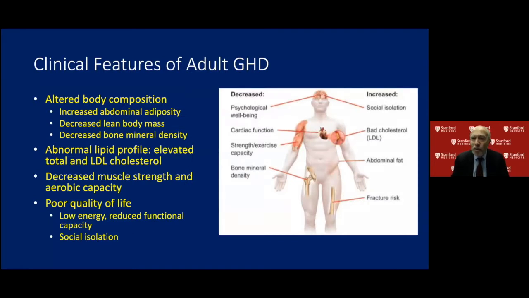So what are the clinical features of the adult growth hormone deficiency syndrome? One of the major ones is an alteration in body composition with increased abdominal and visceral adiposity, decreased lean body mass, reduced functional capacity, and social isolation. These patients were at risk for cardiovascular disease and for fractures and for generally low quality of life.